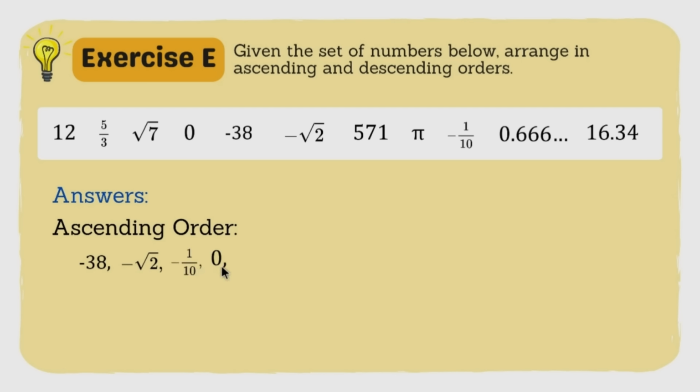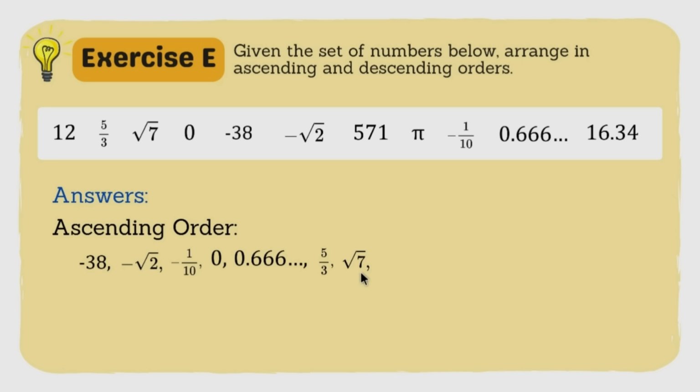Next, susunod ay 0, followed by 0.666. It's a repeating decimal. And then afterwards, we have 5/3. Kung i-divide natin si 5 by 3, ang sagot natin dyan ay 1.667. Okay? Hindi rin po siya natatapos. So it's a repeating decimal. Next is square root of 7 with approximation of 2.6457 and so on. So, yun po, irrational number po ito.